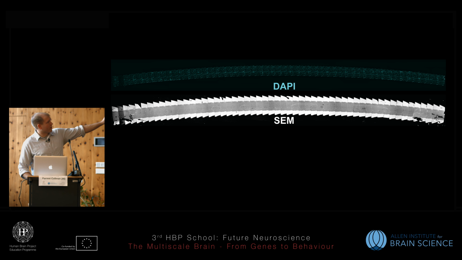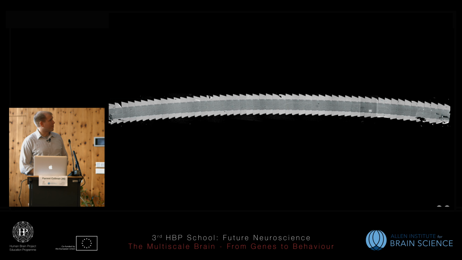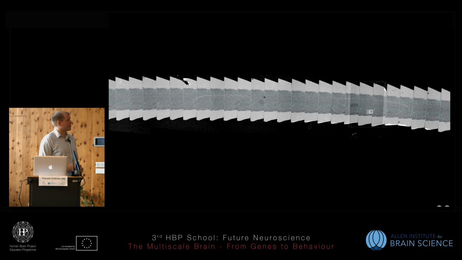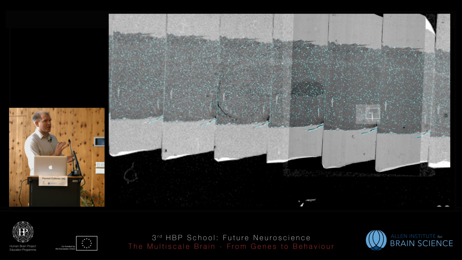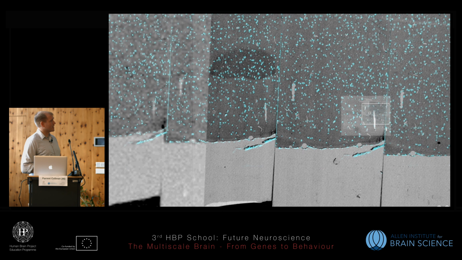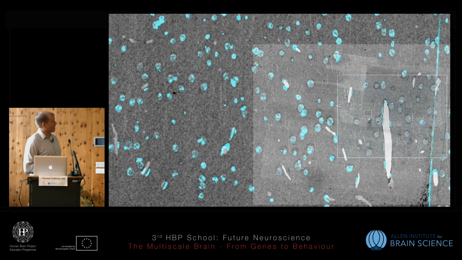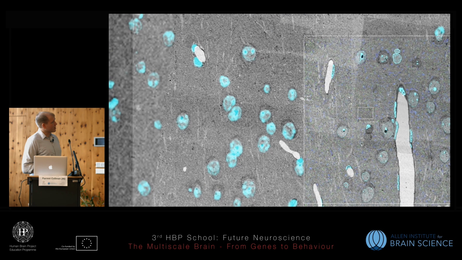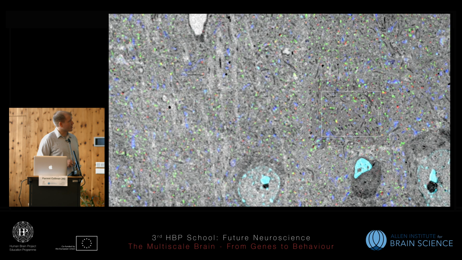So here I've got an overview image of a ribbon in the SEM, and an image in DAPI. I can now overlay these two images and begin to zoom in on an individual section. As we zoom in here, you can start to appreciate how precisely you can register these two imaging modalities. This is the pial surface here. You can see the individual DAPI nuclei line up right on top of them.